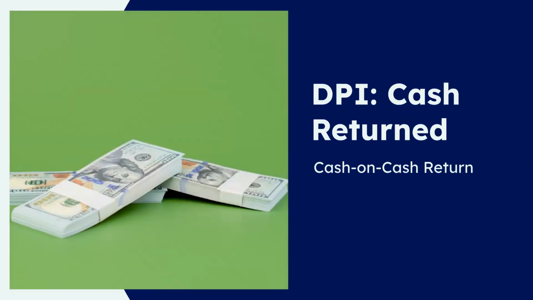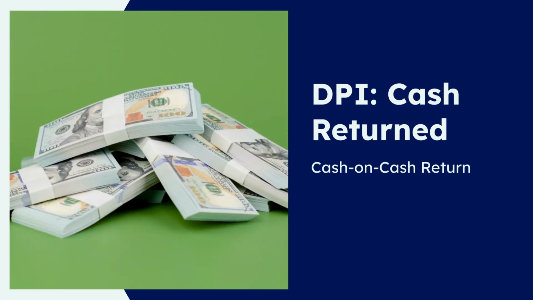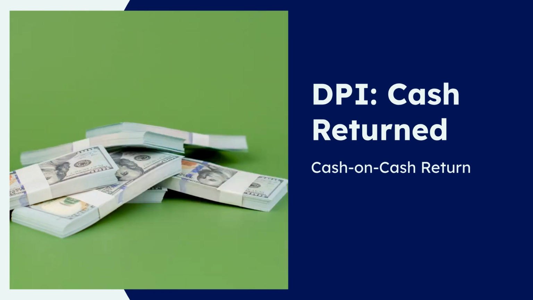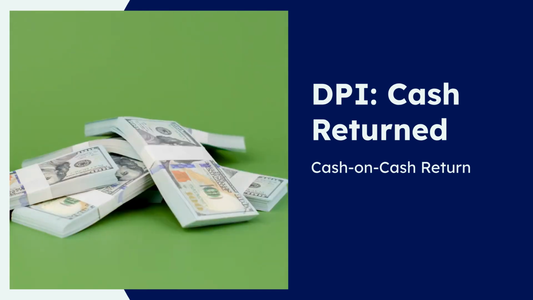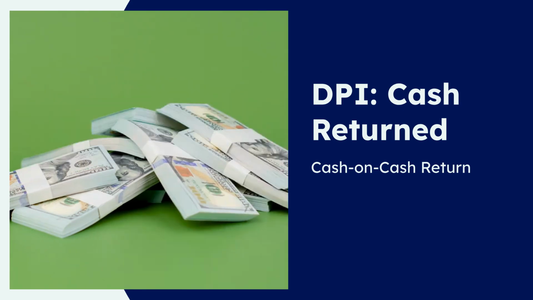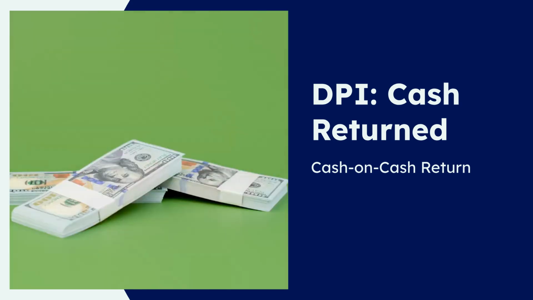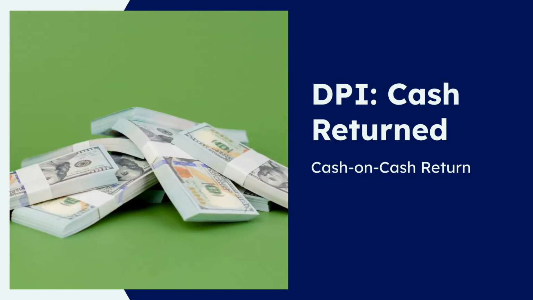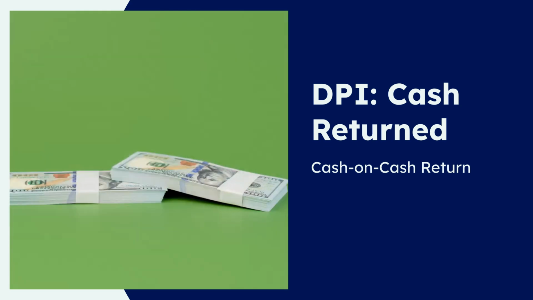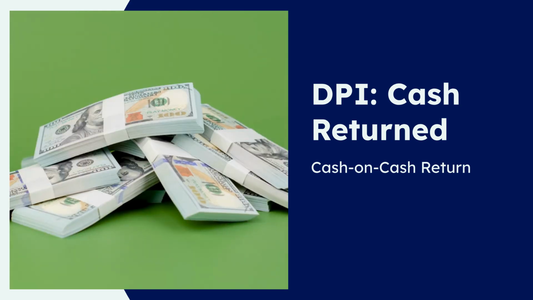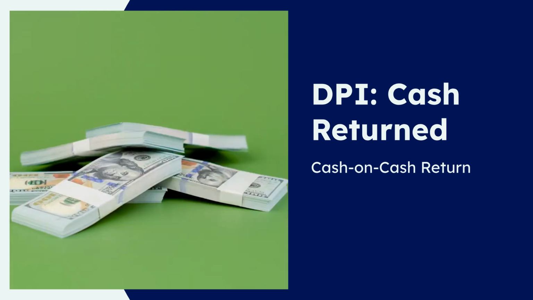DPI, or distributions to paid-in capital, is a straightforward cash-on-cash return metric. It's calculated by dividing the total cash distributions received by LPs from the fund by the total capital LPs have paid into the fund. A DPI of 1.0x means LPs have received all their capital back in cash, and anything above 1.0x is profit.